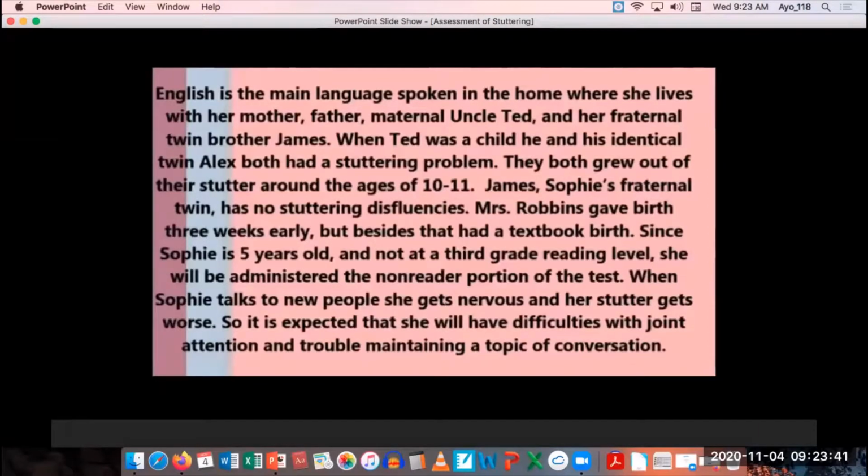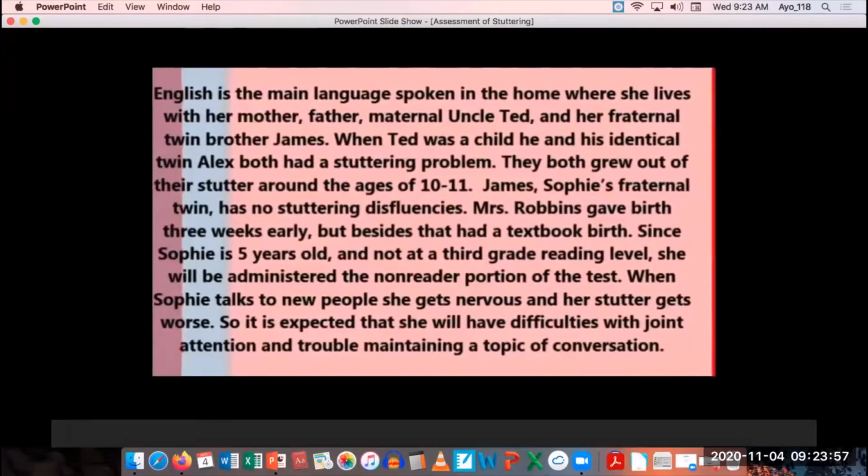Since Sophie is 5 years old and not at a 3rd grade reading level, she will be administered the non-reader portion of the test. When Sophie talks to new people, she gets nervous and her stutter gets worse, so it is expected that she will have difficulty with joint attention and trouble maintaining topic of conversation.